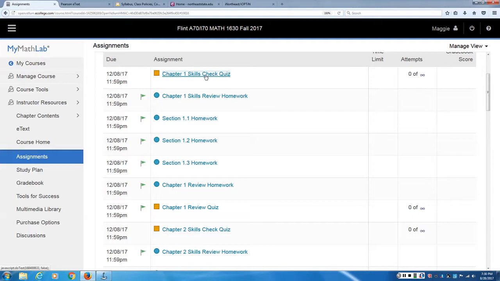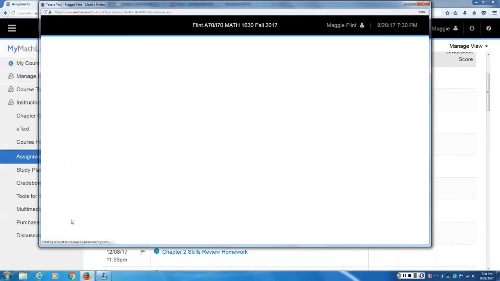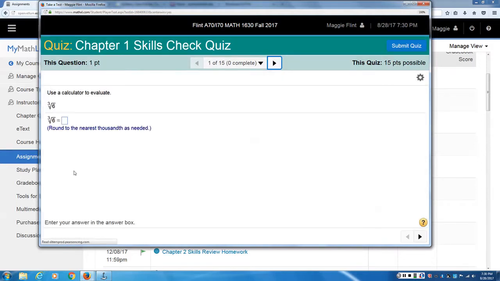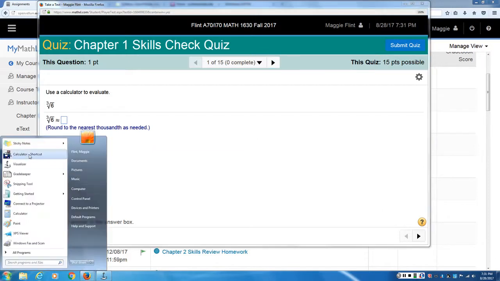So here's the skills check quiz. Let me go in here, and actually, this one has 15 questions. I'll just give you an idea of what it is. And after tonight, you probably will do fine on it because I'm going to do some of this tonight. Use a calculator to evaluate the cube root of 6. Okay? You get a calculator, type in 3 and then the root sign and then 6 and it'll tell you what it is. You type that answer in there. Okay? You get a calculator, we'll go ahead and do it.